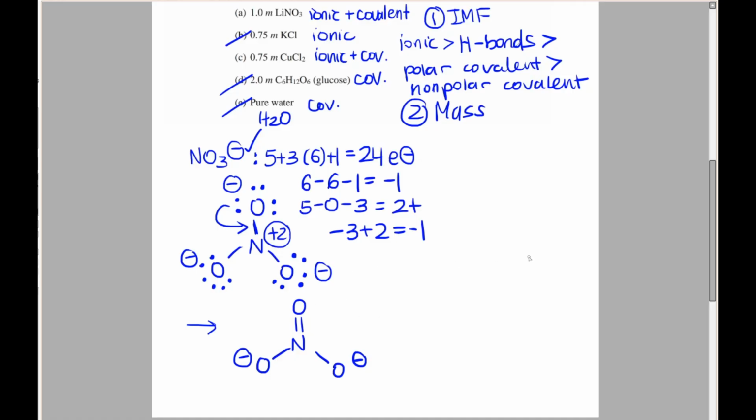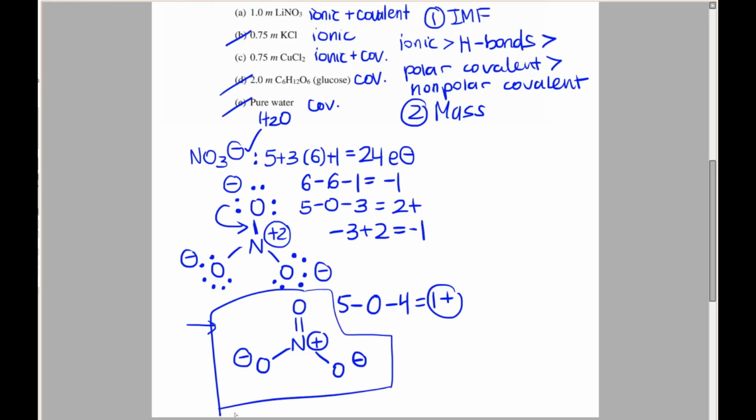Now in this case, nitrogen is going to have 5 minus 0 minus 4, because it has no lone pairs, but it has 1, 2, 3, 4 bonds, and that's going to be a 1+ charge. So still overall, they do balance because we see 2 negative charges and 1 positive charge. So this is going to be our Lewis structure for NO3 minus.